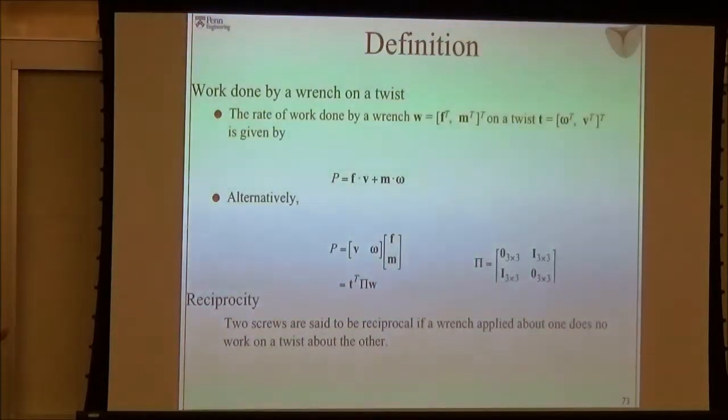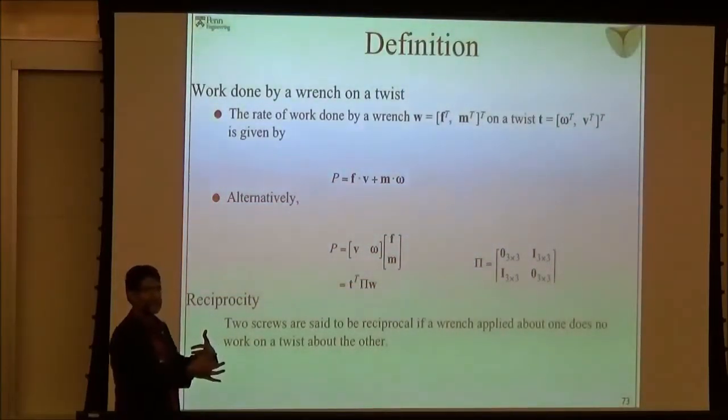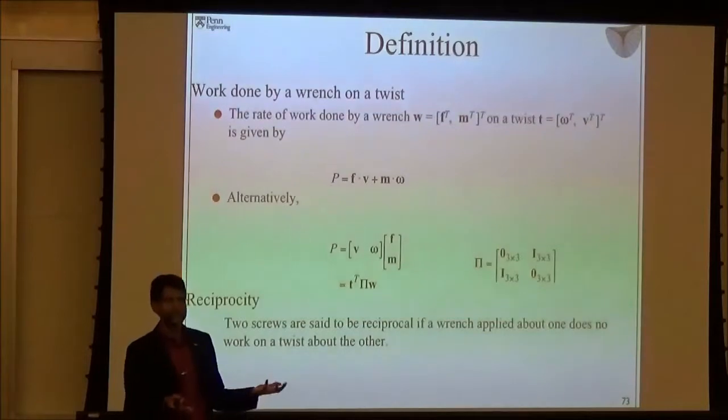One key idea is this notion of reciprocity. Two screws are reciprocal if you take a wrench associated with one of the screws and a twist associated with the other screw, and the wrench does no work about the twist. So that's the fundamental idea, and it has to do with power. Here's the force and the moment coming from the wrench. Here's the angular velocity and linear velocity coming from the twist. And it's basically a question of doing the mechanics of computing the power and asking, is that power zero or non-zero?